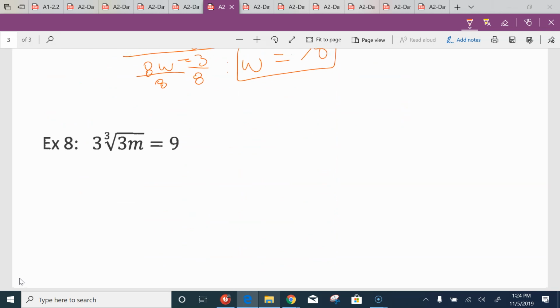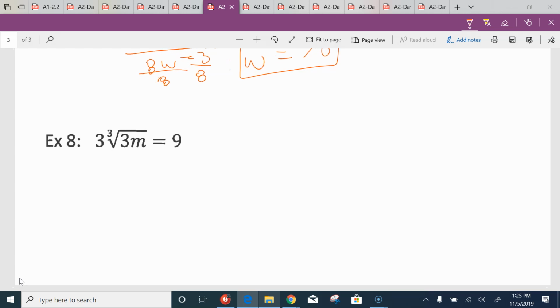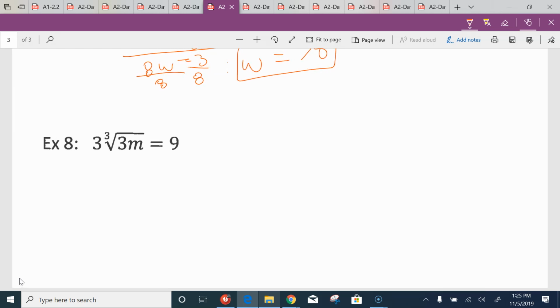We have 3 times the cube root of 3m. So first thing I'm going to do is try to isolate my variable. I'm going to get rid of this multiplication of 3 that starts off the whole thing by dividing everything by 3. Cancels out over here. I'm left with the cube root of 3m equals 9 divided by 3, which is 3. The next step is to write this with a rational exponent. So I have 3m to the 1/3 power equals 3.